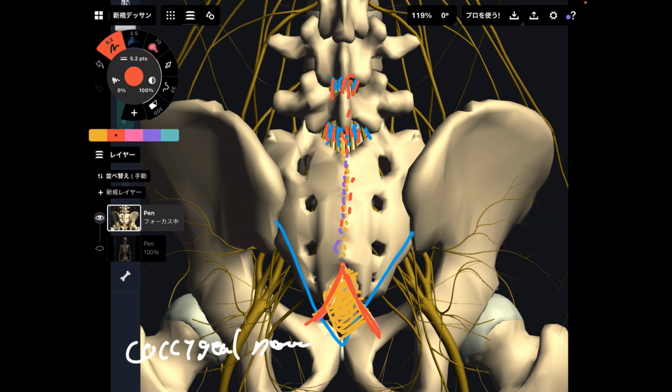Then I want to add one more thing. You don't see that structure in this picture as well. There is connective tissue elongation from inside of lumbar spines and sacrum. It's like this. This purple color indicates a connective tissue. This is a dura mater elongation. Dura mater is membrane around brain and spinal cord.